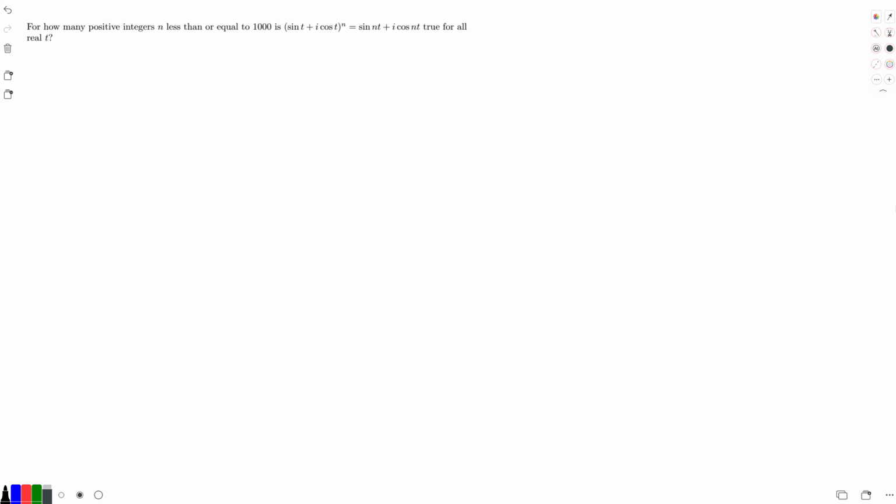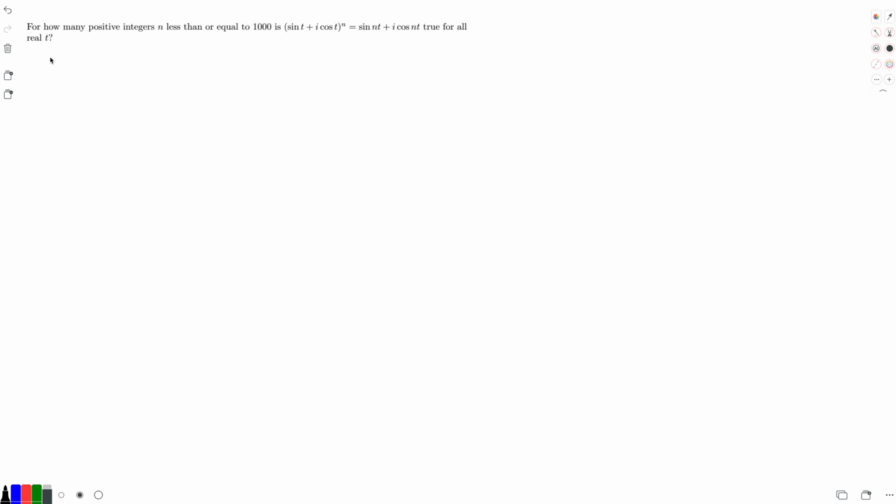We're here, and this is the 2005 AIME 2 problem 9. Here's a view of this problem. For how many positive integers n less than or equal to 1000 is (sin t + i cos t)^n = sin nt + i cos nt true for all t? Okay, let's try to digest this problem.